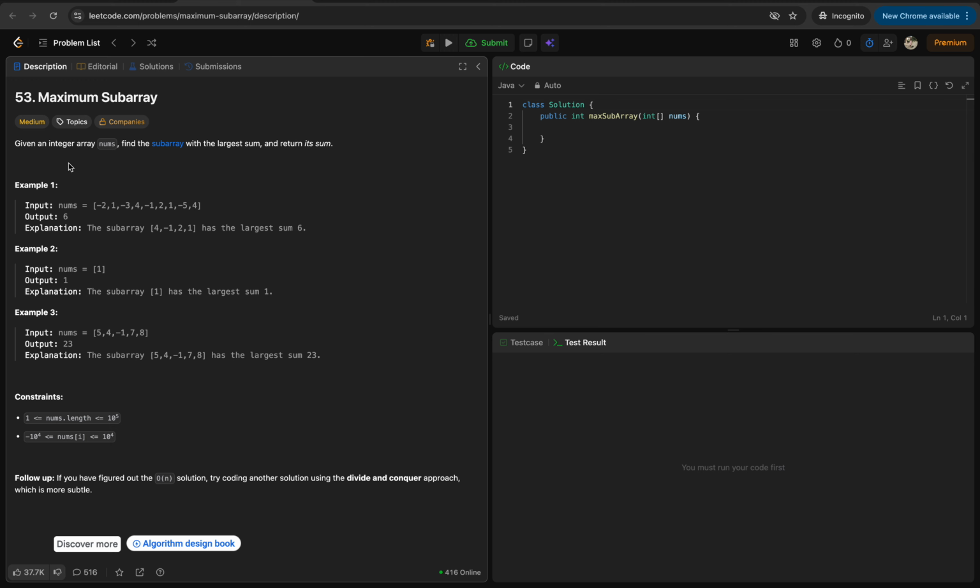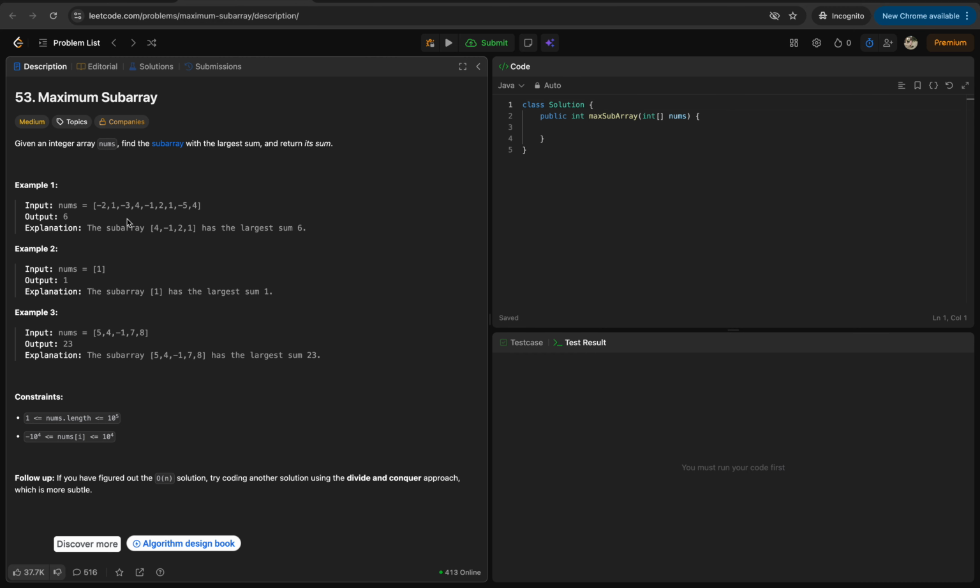Obviously, because if it contains all positive numbers, then it will be the whole array for having the maximum sum. So I'm aware of this question. I have done this Kadane's algorithm before, a couple of years back. I don't know if I remember exactly, but we'll try to solve it.